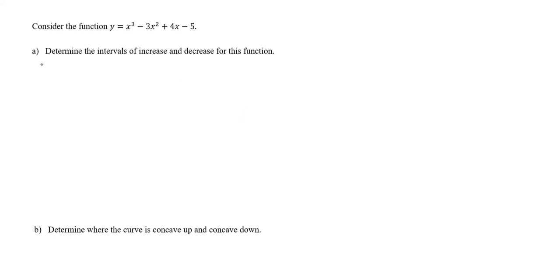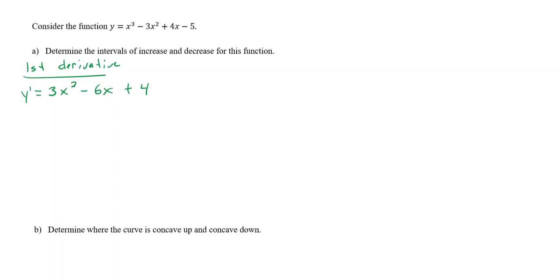All right. So let's first find the first derivative. This should be pretty straightforward because we just have individual terms set up. So our first derivative, y prime, would be 3x squared minus 6x plus 4. Okay, so that didn't take much time at all, right?